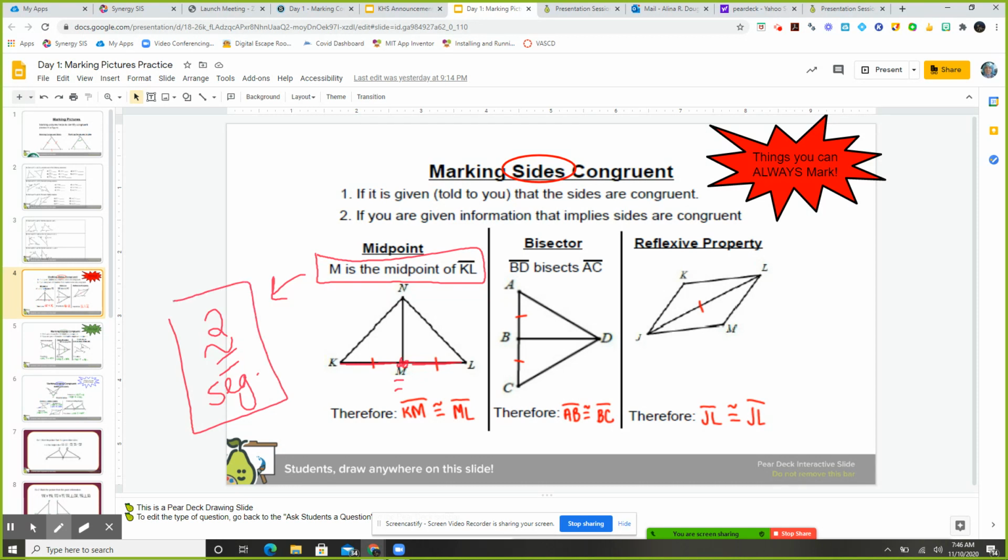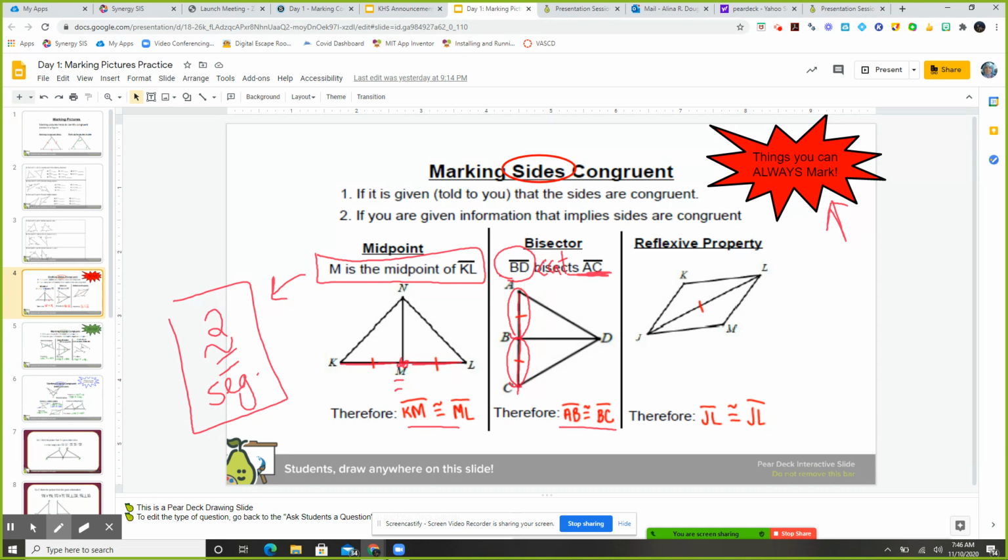If BD, this segment, bisects another segment, we can rewrite the word bisects into cuts, right? So BD is the knife that cut AC. BD is the knife that cut AC in half. So the result is, again, two segments, AB and BC. That's what's written down here. And these, ladies and gentlemen, are in your digital notebook, okay? These are things that you can always mark.